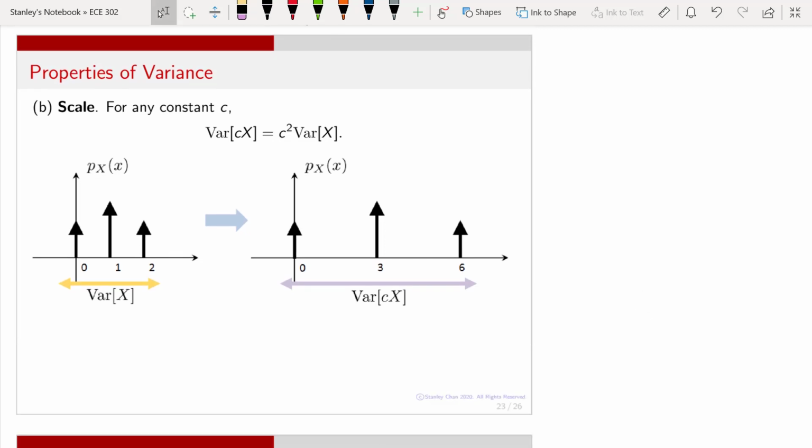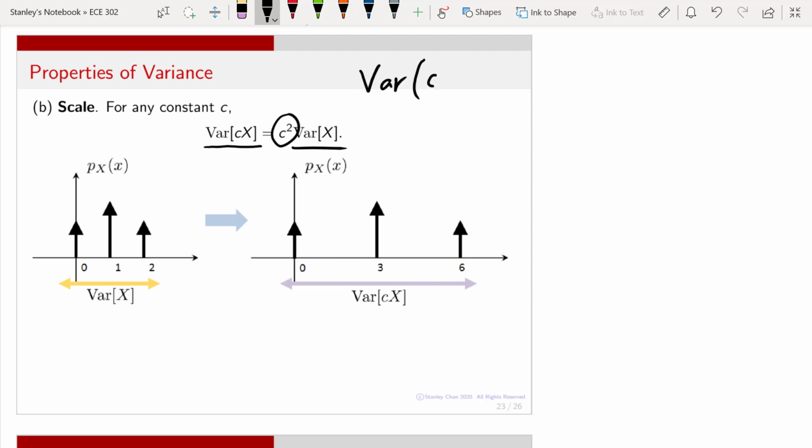The second property is what we call the scaling. The scaling of a variance is the following. Suppose you have a constant c, you multiply with the random variable X, then the variance of cX will give you a variance of X with a c squared coming out. Now, why is that true? Let us first prove the result, and then we can go back to the diagram.